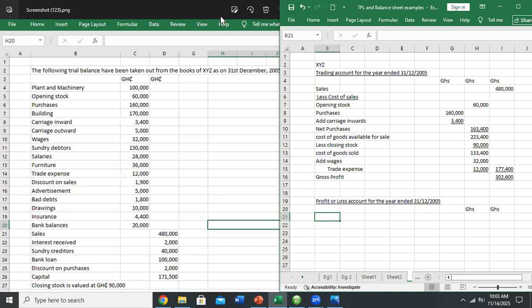Please, any question? Any question before we move to the profit and loss account? Okay. Now we know that for the profit and loss account, you begin with the gross profit, right? Which you have determined in the trading account. So gross profit, that's what we had. So we bring that in here, 302,600. And then to my professors who were here, when you bring in the gross profit, what next do you do?